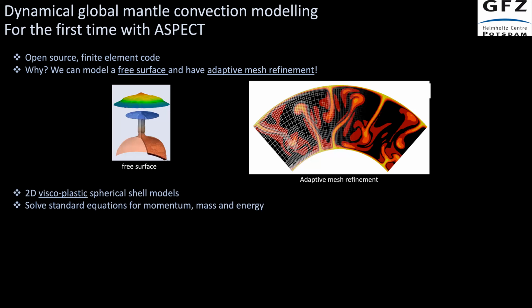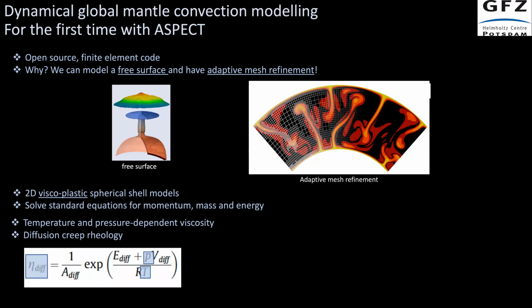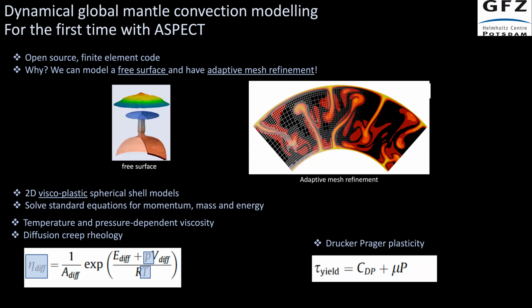So I've been developing 2D visco-plastic spherical shell models with just this typical Arrhenius viscosity law, which depends on pressure and temperature. For now, we've just been using simpler diffusion rheology, and obviously this Drucker-Prager plasticity. So the yield stress depends on cohesion, friction, and pressure.